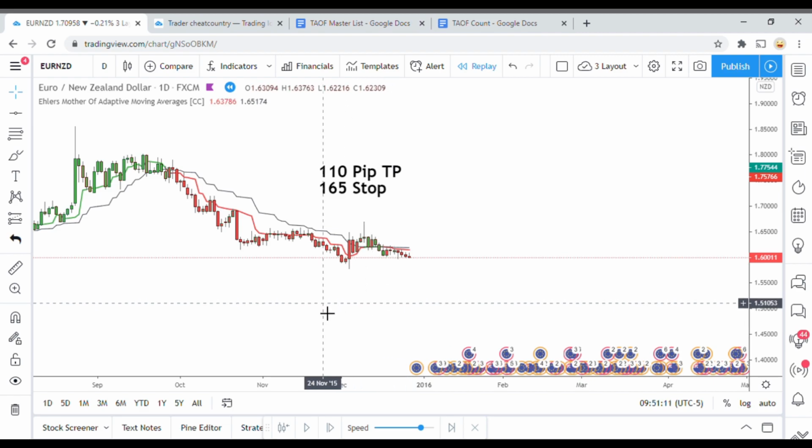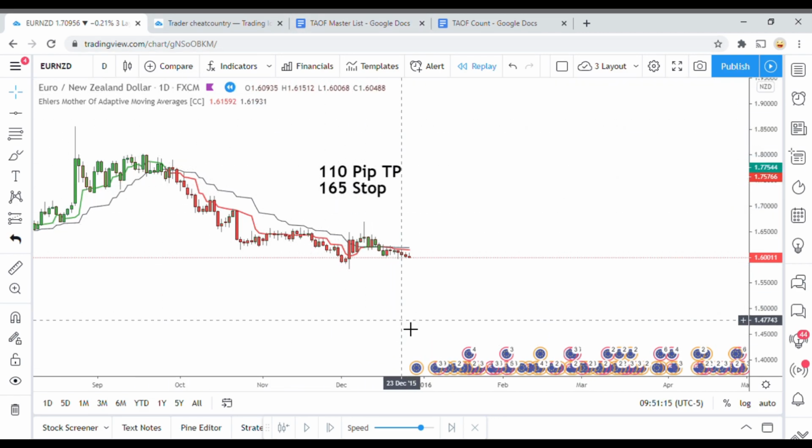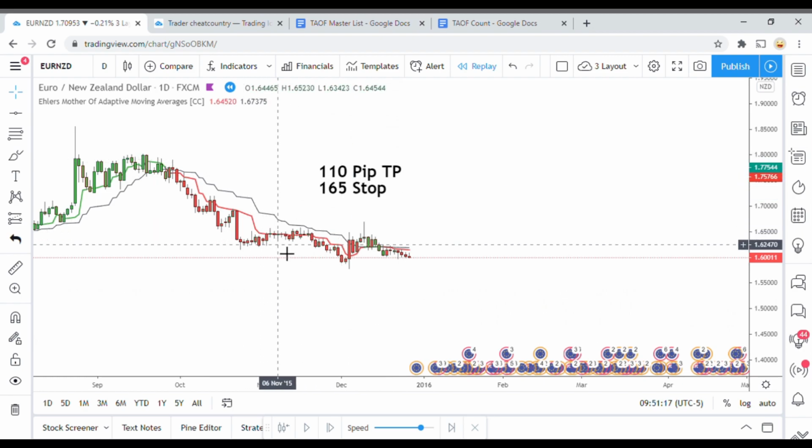And so this is a member created indicator, a TradingView member created indicator. And so of course you can find a link to it down below in the description. This is a play on moving average indicators, obviously.